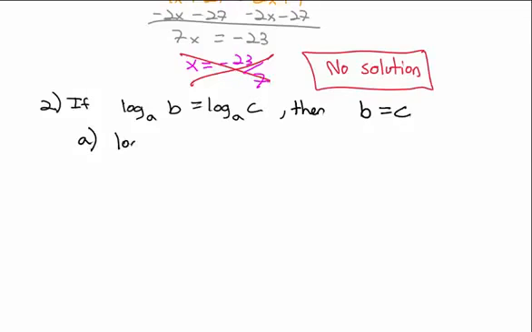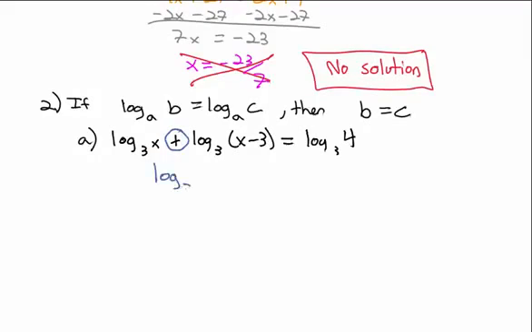So if we have log base 3 of x equals log, whoops, helps if I copy the right problem. How about, let's try this. Log base 3 of x plus log base 3 of x minus 3 equals log base 3 of 4. Again, addition tells us that we need to write this as a single log that's multiplied together. So log base 3 of x times x minus 3 equals log base 3 of 4.